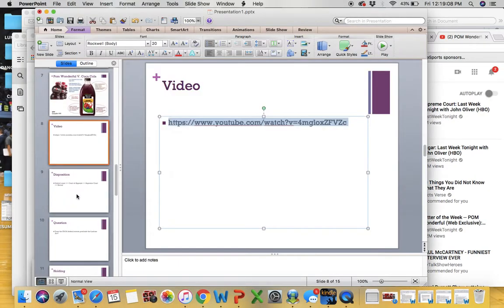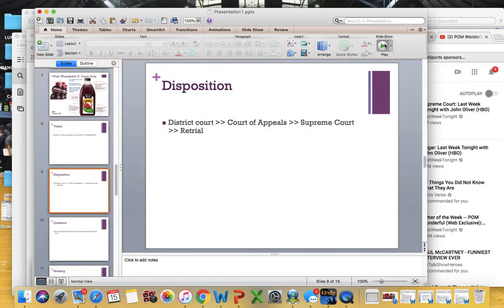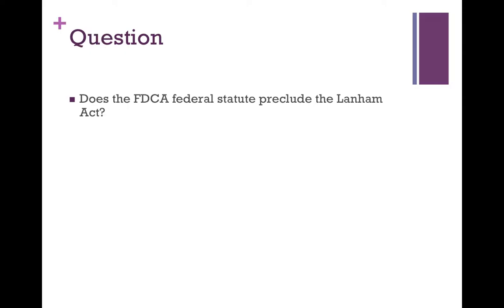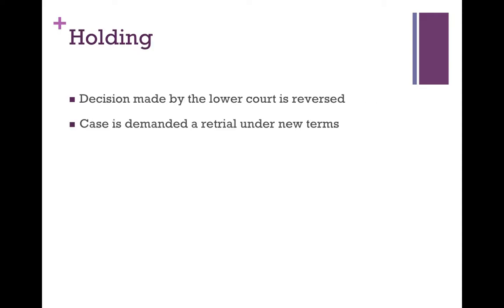Okay, so that's just a little excerpt from the case. The disposition started in the district court, then there was an appeal to the Court of Appeals, then the Supreme Court, and we will see that the Supreme Court ordered a retrial. So again, the question is, does the FDCA federal statute preclude the Lanham Act? The decision made by the lower court is reversed, and the case is remanded for a retrial under new terms.